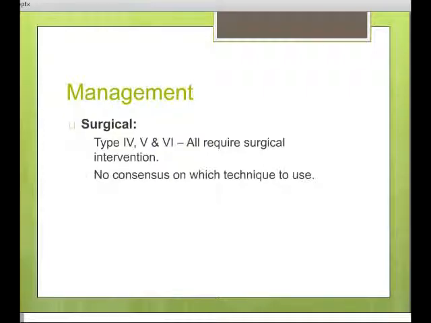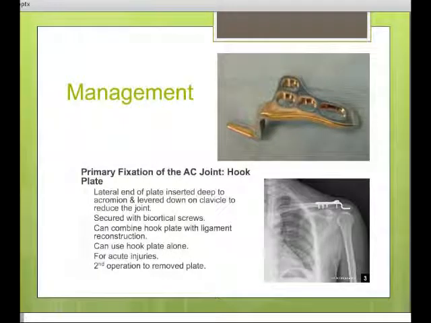The first one is primary fixation of the AC joint, which is the hook plate. I think earlier they used to use K-wires, but there's been complications with K-wires where they would migrate into unusual places, like the lung, spinal cord, neck. So I don't think they use these much these days.